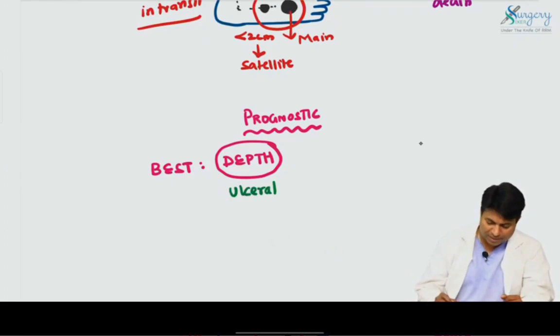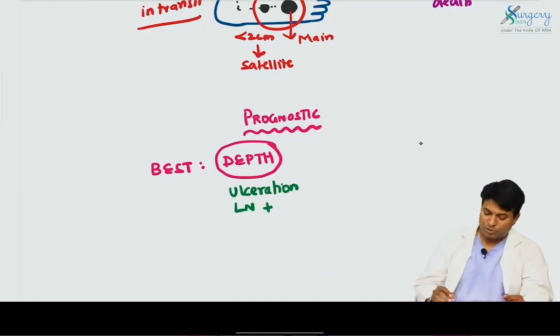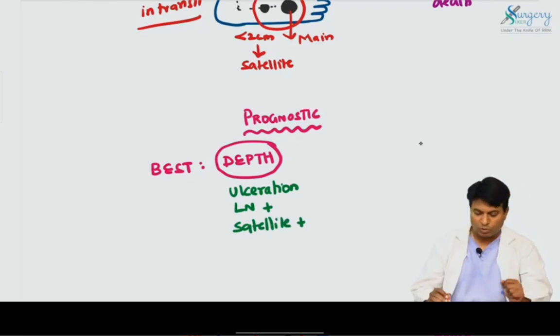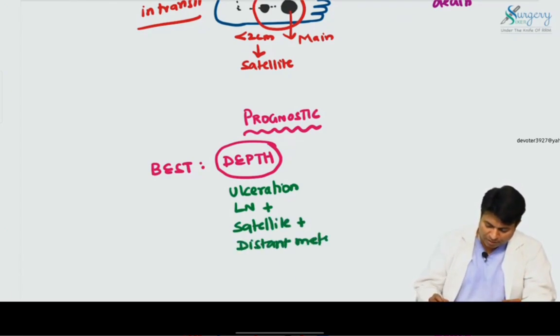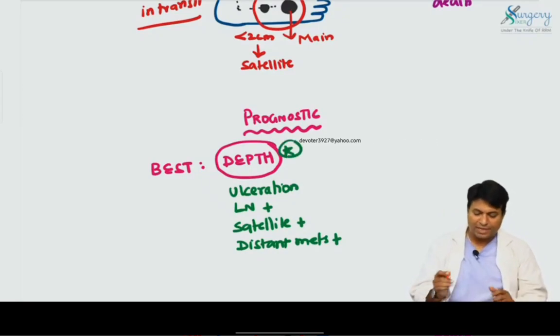Ulceration of the melanoma is a bad prognosis. Lymph node positive is a bad prognosis. Satellite lesions and in-transit lesions are bad prognosis. Distant METs is bad prognosis. So all these are very bad prognosis. Among the prognostic factors is depth of infiltration, depth of invasion.